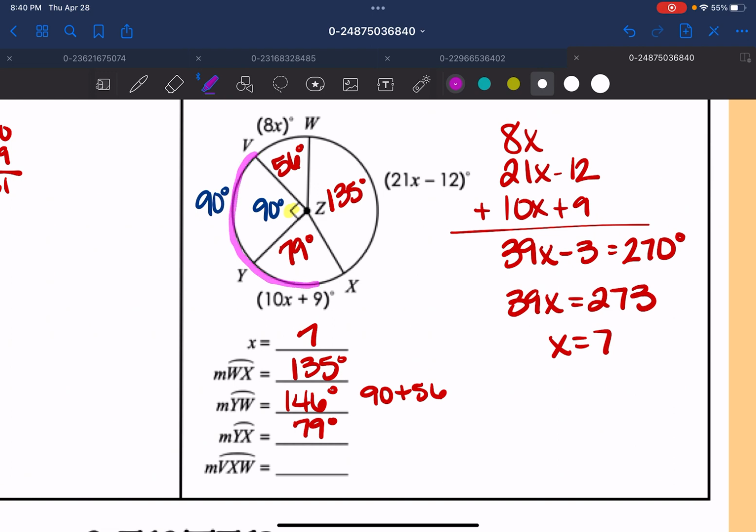So everything except for the 56. So you have a couple of options. You could add the 90, the 79, and the 135, or you could just subtract the 56 from the 360, and that would leave you with 304 degrees.